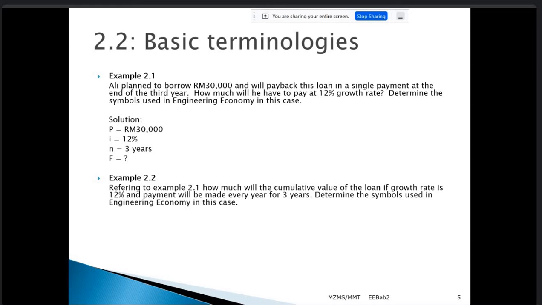Okay. So example 2.2, referring to example 2.1, how much will be the cumulative value of the loan if the growth rate is 12% and the payment will be made every year for 3 years? Determine the symbols used in engineering economy in this case. Okay. So in this case, for 2.1, Ali will pay a single value. So single value is F. But for the second question, they ask about how much will be the cumulative value of the loan. So when we are talking about every year, it means A.